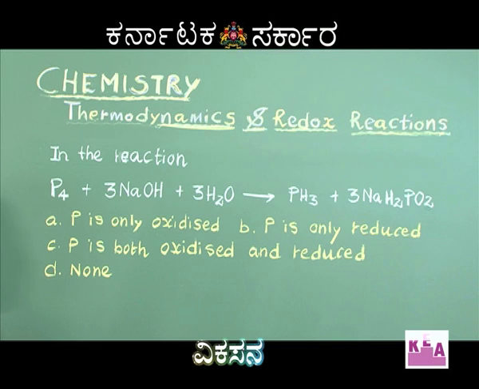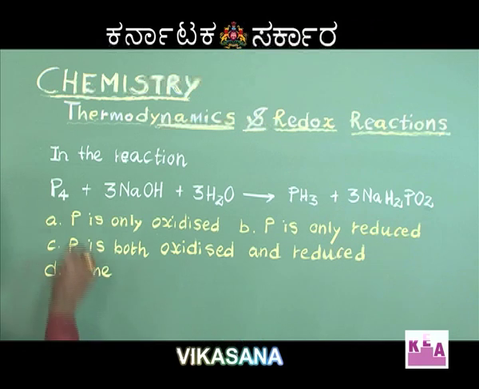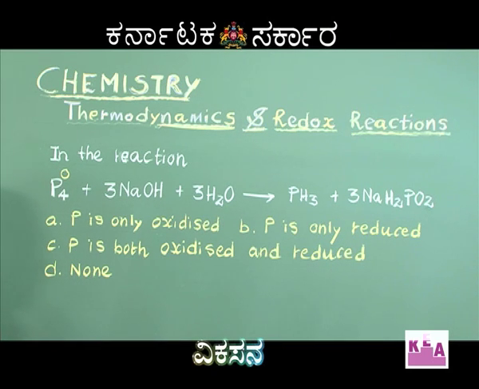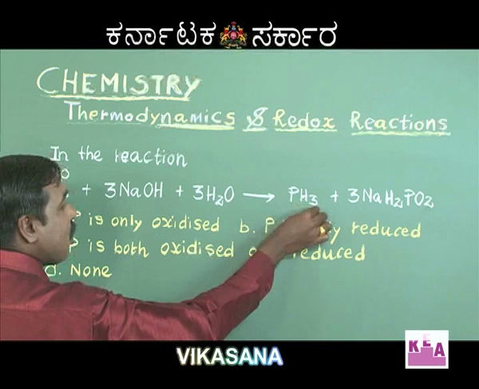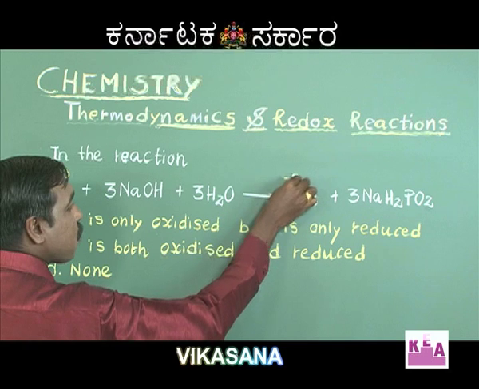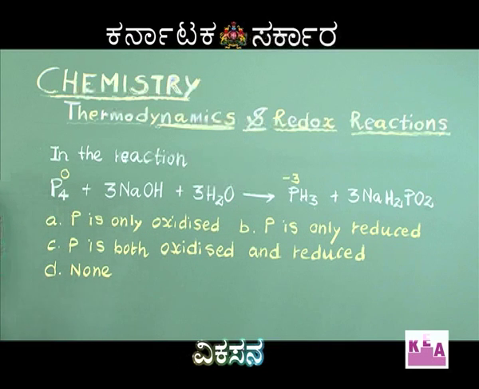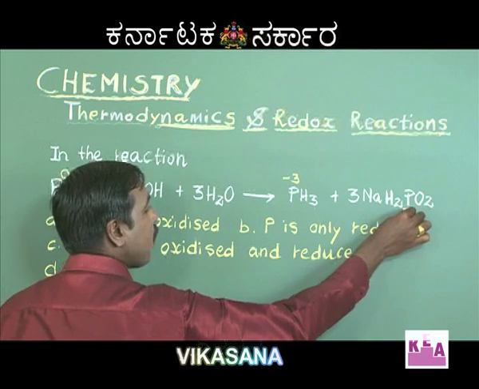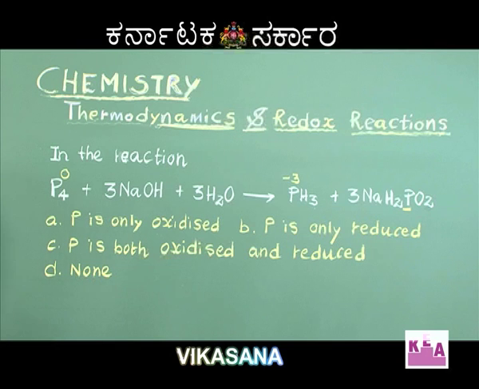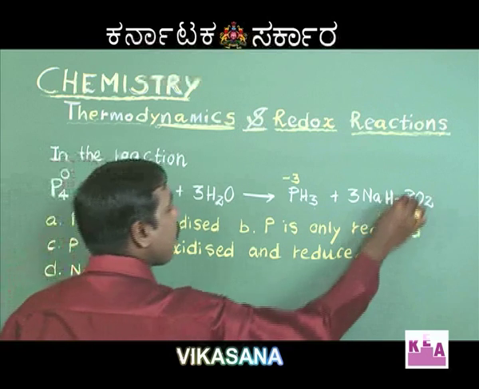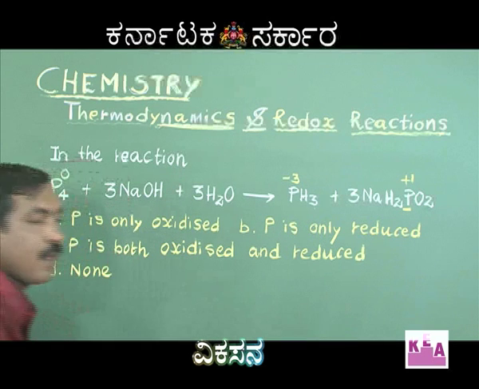If I calculate the relevant changes taking place for phosphorus, I know that phosphorus in its elemental state has an oxidation state of 0. If I calculate the oxidation state of phosphorus in phosphine, I get it as x + 3 into 1 is equal to 0, so phosphorus is equal to -3. Similarly, if I calculate the oxidation state of phosphorus in sodium hypophosphite, it would be +1.